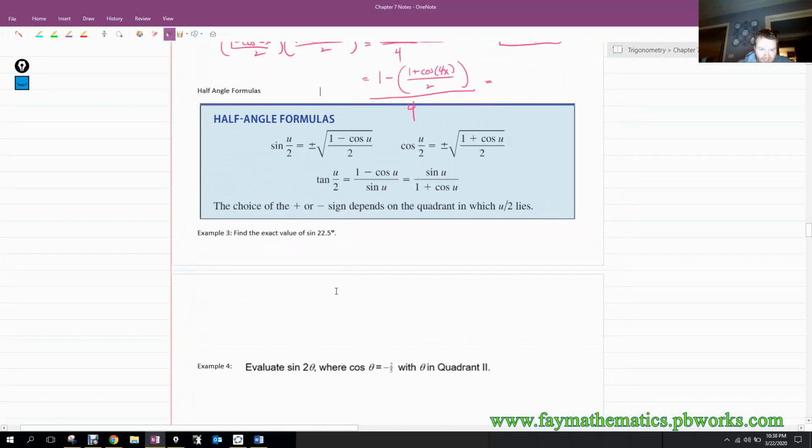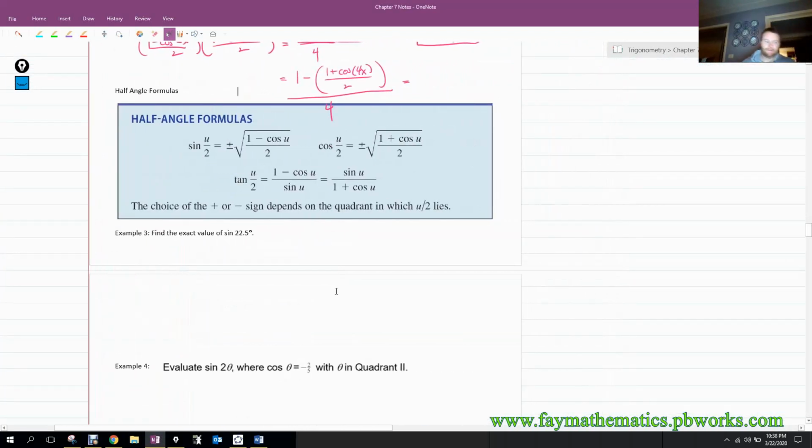All right. So the next formulas are what we call half angle formulas. This is the idea that if you know sine of 60, then using the half angle formulas, you should know sine of 30 instantly. Or through the use of these. I don't want to say it's going to be instantaneous, but you should know them.